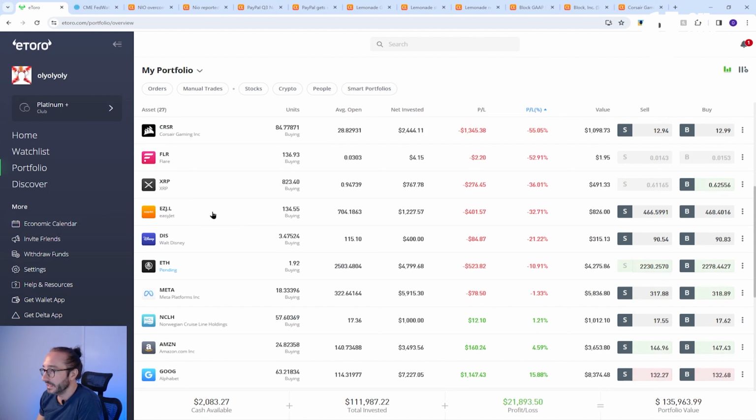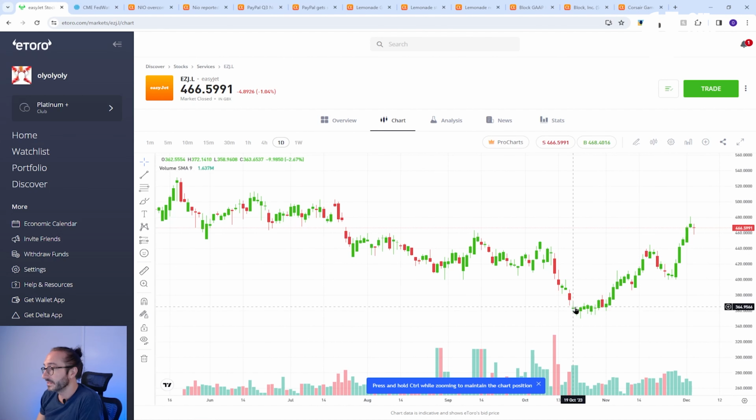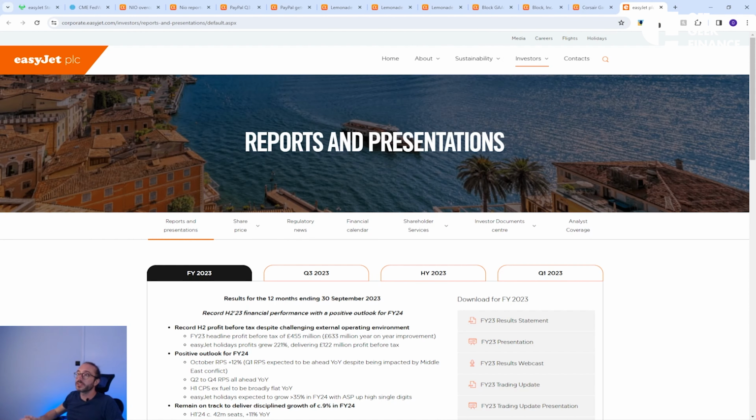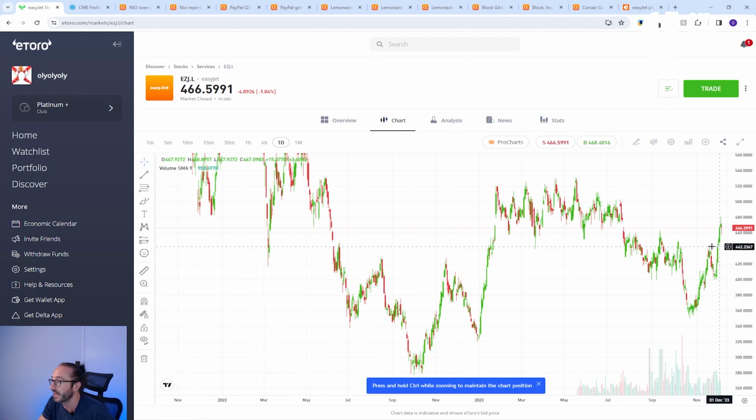Next on my portfolio update is EasyJet, and that's down 32.71%. This was up massively in November as they announced good earnings. EasyJet's earnings before interest and tax for its financial year to end September came in at £476 million, which was above the £473 million expected. The group also said it would propose a dividend of 4.5 pence per share at its annual general meeting later in December. EasyJet Holidays profits grew 221%, delivering £122 million in profit before tax, and is expected to grow over 35% in fiscal year 2024. I'm going to close this out when it reaches profit, but for now, this is a hold.